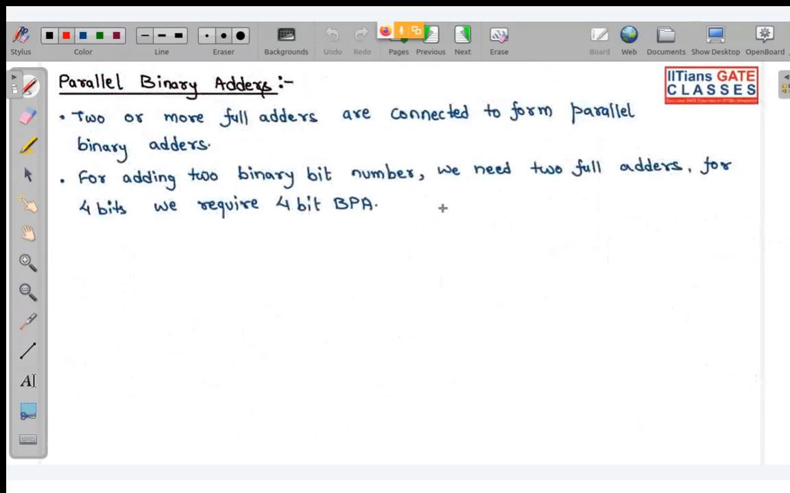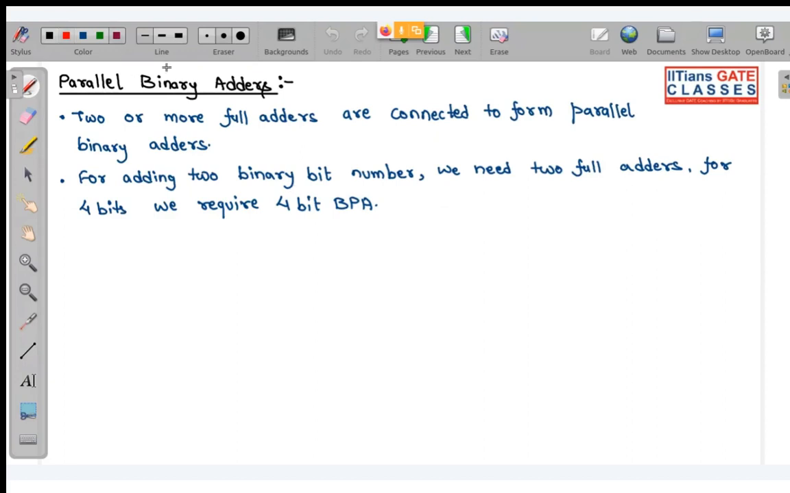So now we have parallel binary adders. What do we mean by parallel binary adder? Sometimes we need to add numbers of more than 1 bit, two 1-bit numbers or more than 1-bit numbers.